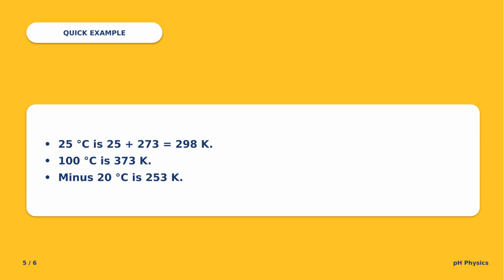Quick example, 25 degrees Celsius is 25 plus 273 equals 298 Kelvin. 100 degrees Celsius is 373 Kelvin. Minus 20 degrees Celsius is 253 Kelvin. Liquid nitrogen at 77 Kelvin is 77 minus 273 equals minus 196 degrees Celsius, used as a rapid freezer in labs and kitchens.